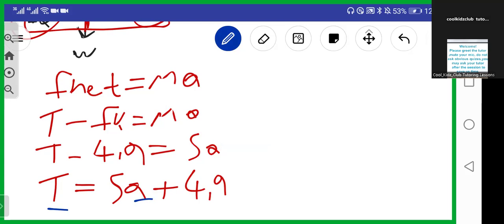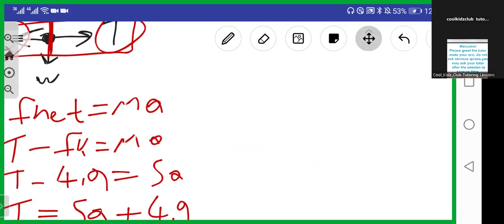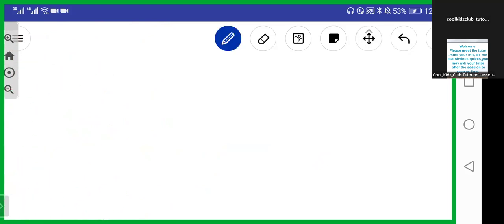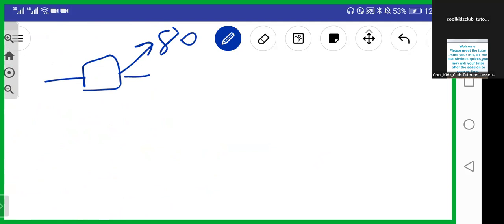So you will need to find the second equation because this is now the simultaneous equations. The second equation will be formed by the 8 kg block. All right, so let's go and look at the 8 kg block. The 8 kg block appeared to be something like that with the 80 Newton there at a certain angle.